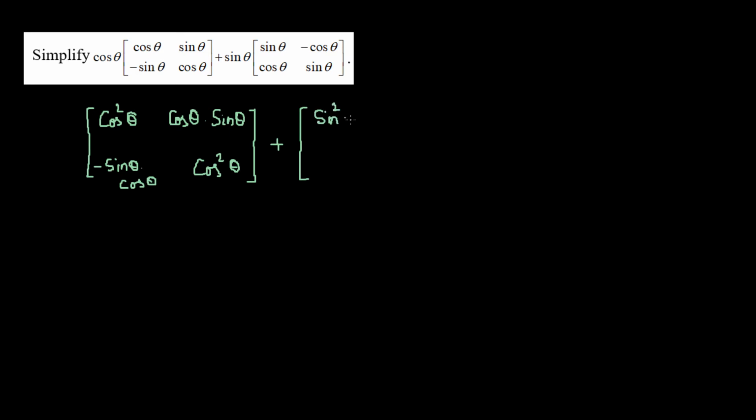So that should give us cos squared theta, cos theta sine theta, minus sine theta cosine theta, and cos squared theta, plus sine squared theta, minus sine theta cosine theta, positive sine theta cosine theta, and sine squared theta.